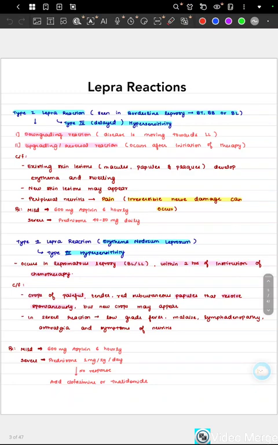mg daily is given. Type 2 lepra reaction is a type 3 hypersensitivity reaction and is characterized by erythema nodosum leprosum. It occurs in lepromatous leprosy LL within 2 hours of institution of chemotherapy. Clinical features: crops of painful tender red erythematous papules are seen that resolve spontaneously, but new crops appear. In severe reaction, there is low-grade fever, malaise, lymphadenopathy. Again, mild management is by aspirin and severe by prednisolone 1 mg per kg per day. And if it does not subside by this, then clofazimine or thalidomide is added.